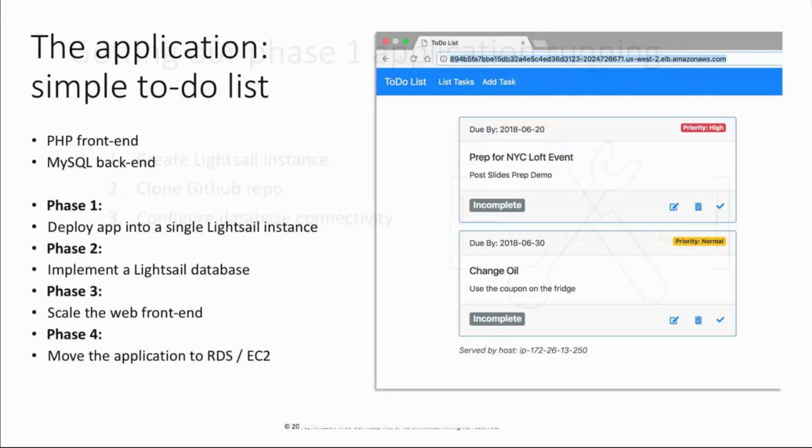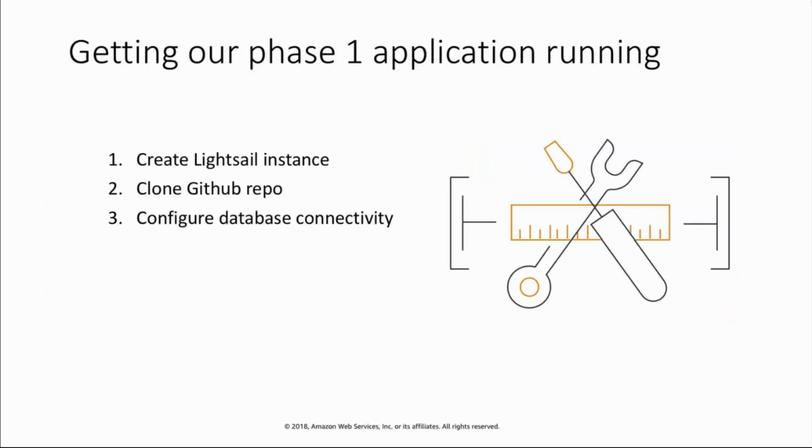So in the first phase, which we're going to jump into here in a second, the first demo, we're going to go ahead and create a Lightsail instance. We're going to clone our application code in, and we're going to configure the front end to talk to the database. Now, this third step, configuring the database connectivity, is, of course, going to be specific to the application that we're using as our example here. It's not a Lightsail thing. It's an application-specific thing, so you would need to configure your own application however that works for you.